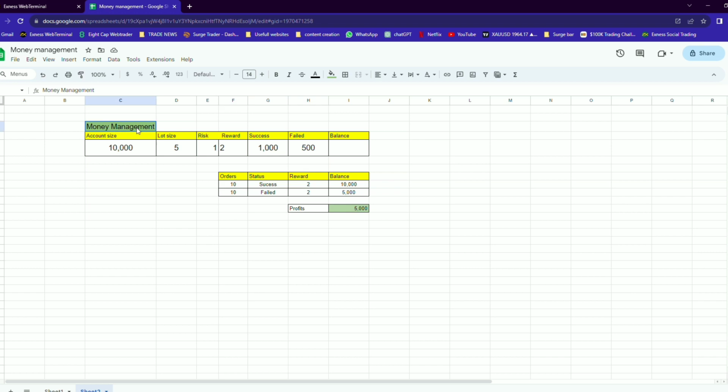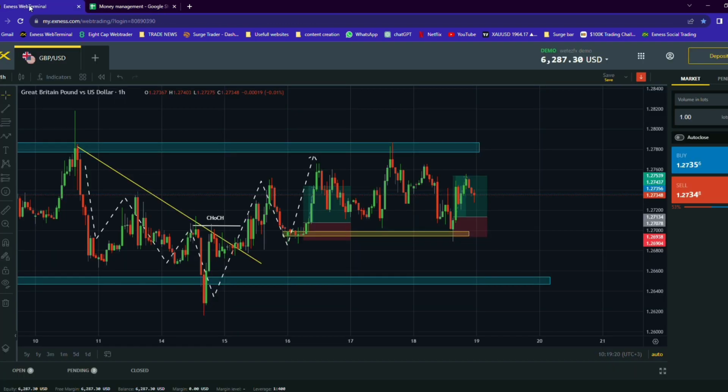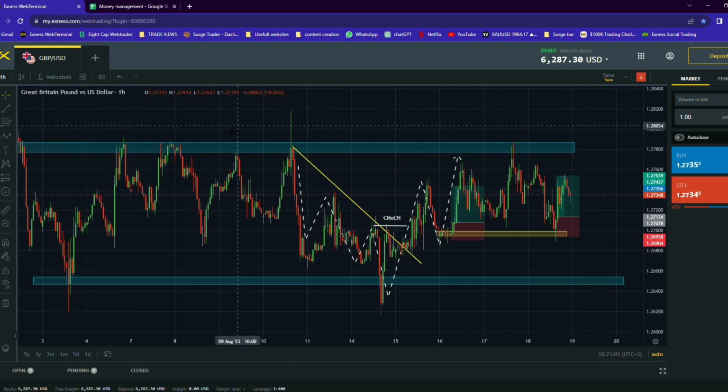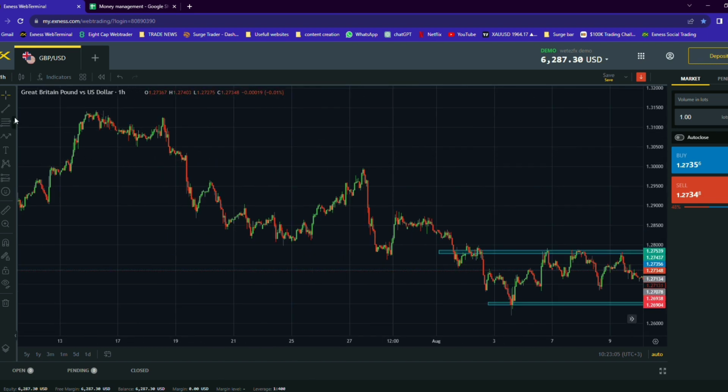So if you want to manage your money correctly in forex trading, always order the appropriate lot size. It doesn't matter what setup you have. Is it in a range? Is it a breakout? Any setup you have, it doesn't matter. You always have to order the appropriate lot size.